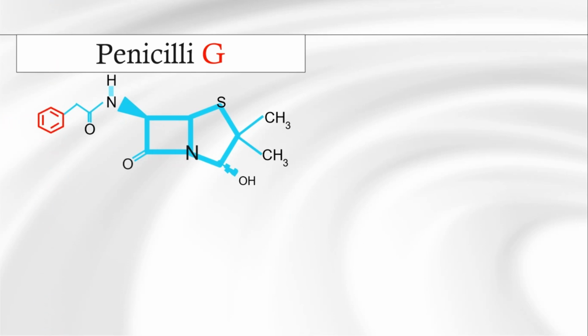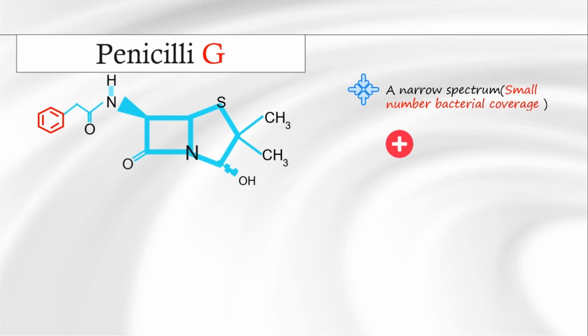Let's begin with penicillin G, also known as benzyl penicillin. Its R group is the benzyl group, a structure represented as follows. Penicillin G boasts a narrow spectrum, primarily targeting gram-positive bacteria. It is particularly effective against streptococci and staphylococci, making it a staple in treating various infections.